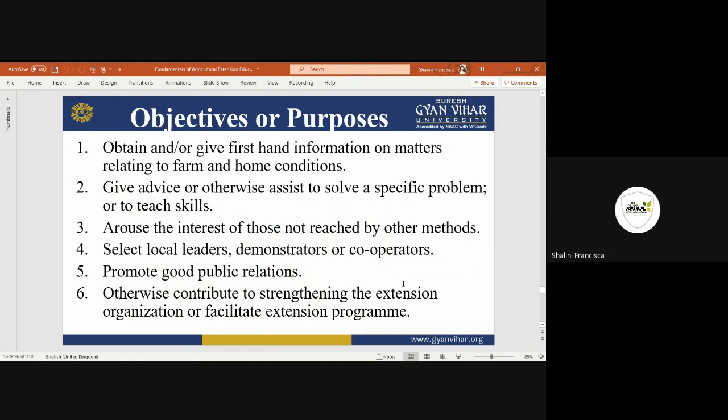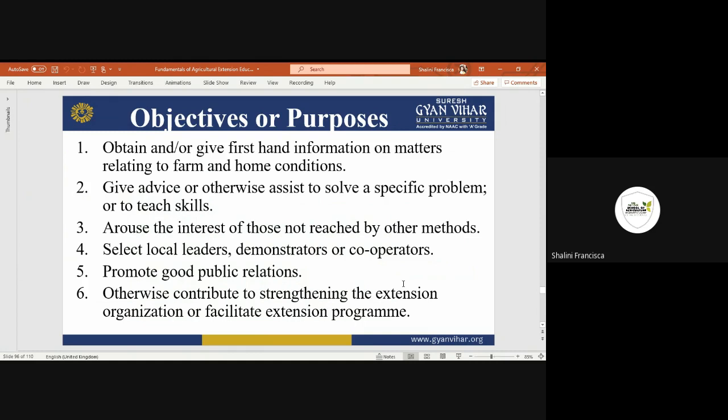Then promote good public relations. If the leaders or demonstrators are from the village, it is very effective to make your program understandable to the farmers. So it promotes good public relations. When you go with somebody who is well known in the village, and you interact with them, they will give you some idea about that particular family, so that you get closer to that family and understand the basic, on-ground problems of that family.